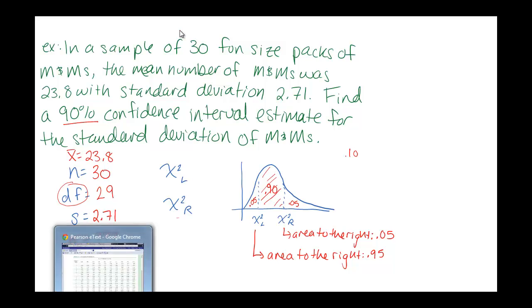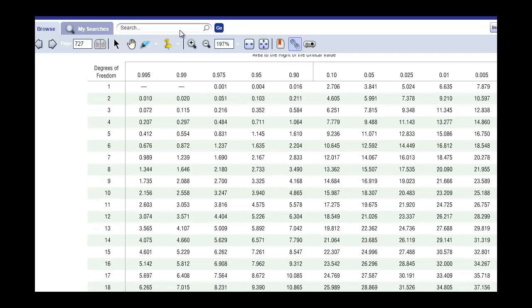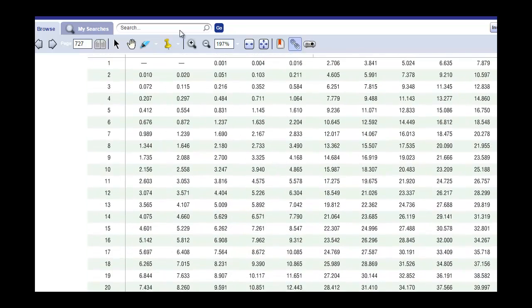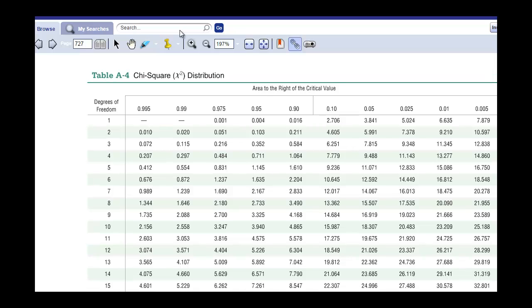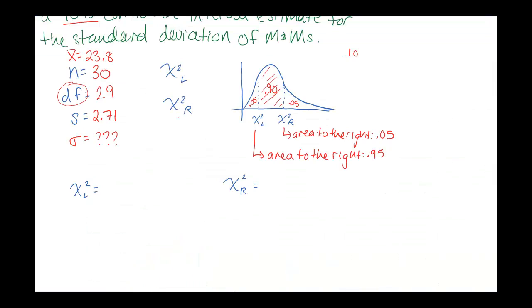So now we're going to look in our table. We've got degrees of freedom 29, so we're going to have to go down to 29 down here. In the table, the left value is going to correspond with the 0.95 column. The right value is going to correspond with the 0.05 column. So we'll go down the 0.95 and the 0.05 column to the row that says 29 degrees of freedom and record those values. Reading off the table, the left value we get is 17.708. The right value we get is 42.557. Make sure that you keep track of which one's left and which one's right. The right one is the larger of the two.